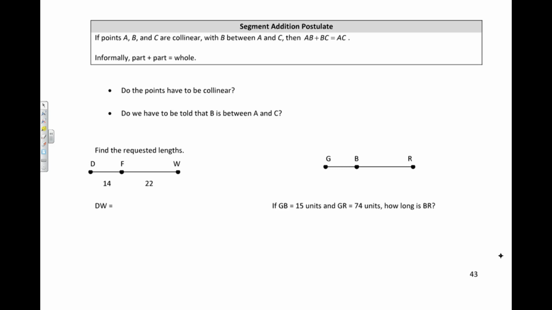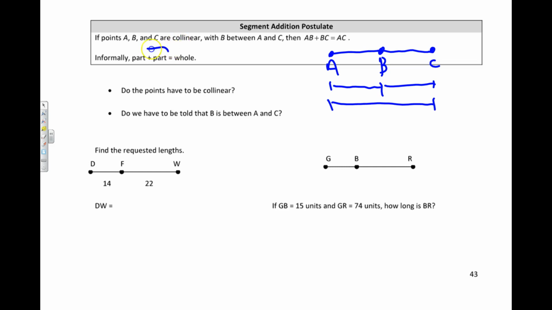So let's draw it. A, B, and C are collinear with B between A and C. So I've got 3 points where B, that's a B, is between A and C. And they say that the length from A to B plus B to C equals A to C. That's a no-duh postulate. Basically saying that part plus part equals whole. So this is your big idea here, guys. Part plus part equals whole.